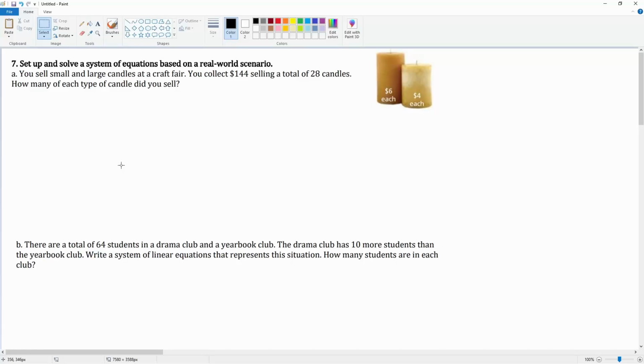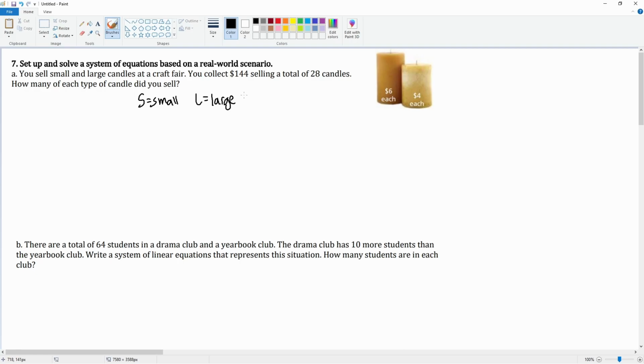Number 7, you're going to set up and solve a system of equations based on a real life scenario. You sell small and large candles at a cafe. You collect $144, selling a total of 28 candles. How many of each candle did you sell? All right, so let's define this here. I'm going to use S for the small and L for the large.